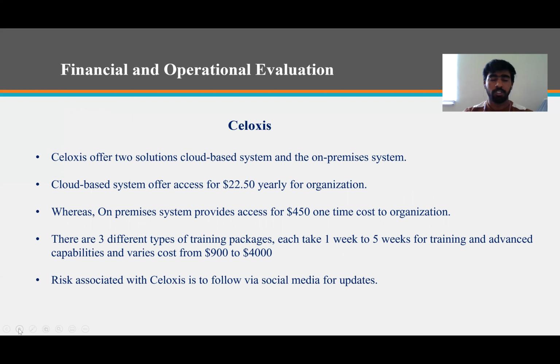I'm here to address the financial and operational evaluation of the solutions. There are namely three: Celoxys, Oracle SNX and Oracle Unifier. I'd like to talk about Celoxys first. Celoxys offers two solutions, a cloud-based system and an on-premises system, as mentioned by SP. The cloud-based system offers access for $22.50 yearly for the organization, whereas the on-premises system provides access for $450. It's a one-time cost for the organization.